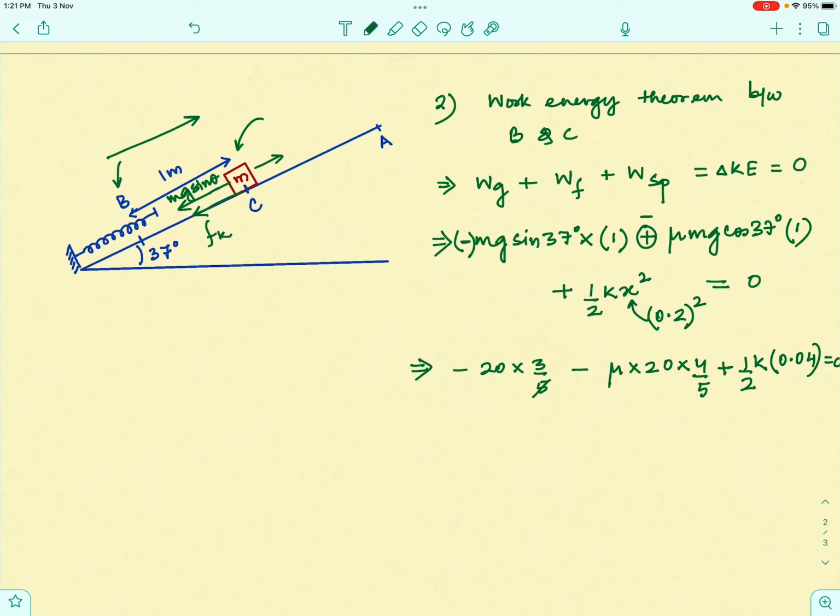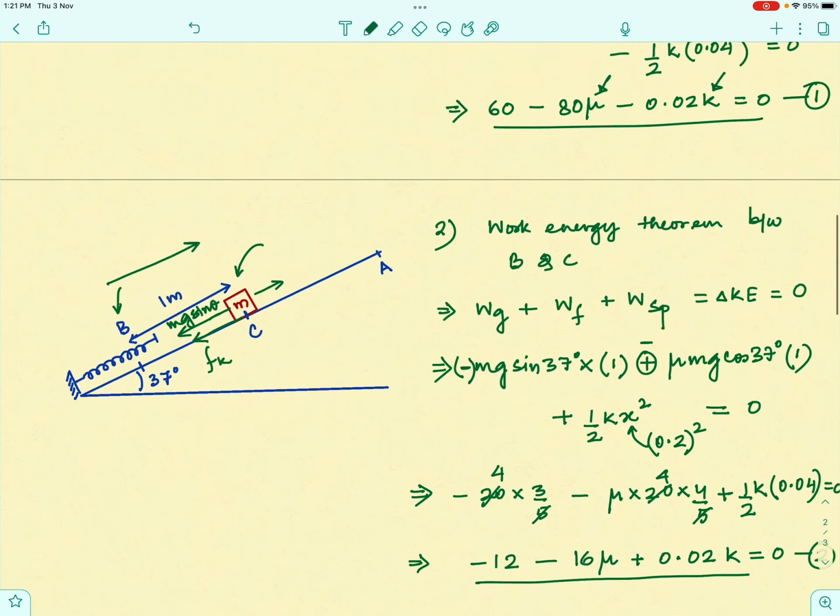This will be minus 12 and this will be minus 16 mu plus 0.02 k is equal to 0. This becomes our equation number 2, right?